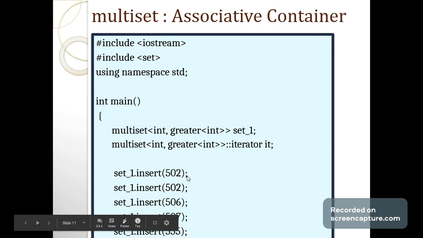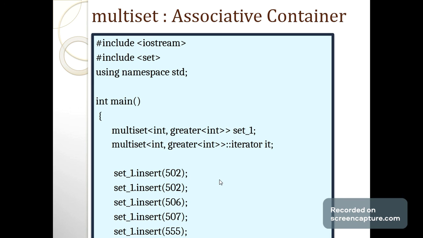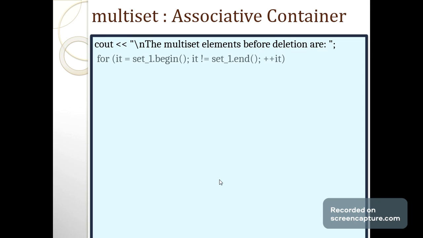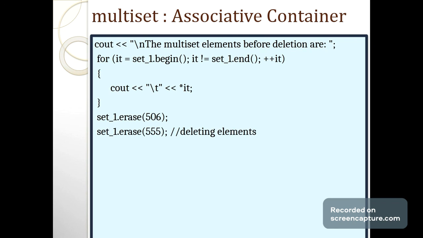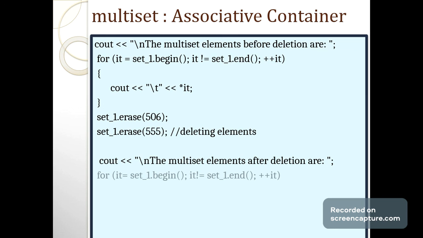One thing to observe, here inside my set I have inserted 502 two times. So multi-set allows this. If you try this for set, it will give you an error. So accordingly, I am displaying my multi-set elements before the deletion. Then I am erasing my elements again by the key. I am giving 506 and 555, and then after the deletion, I am again displaying the values using the iterator, that is begin and end function and asterisk.